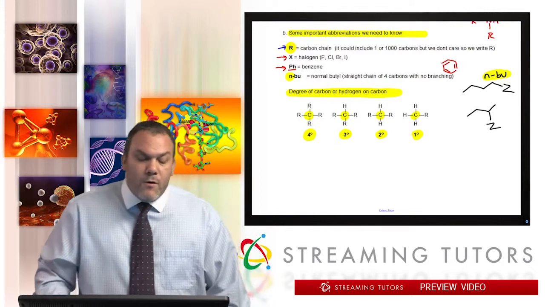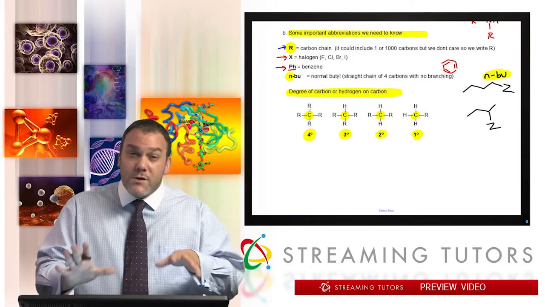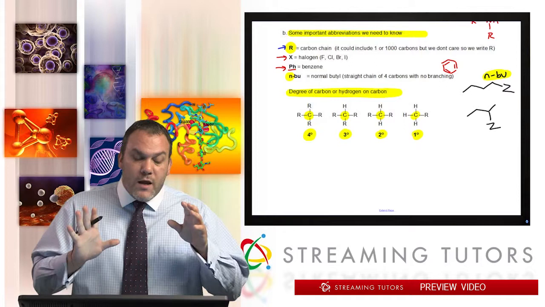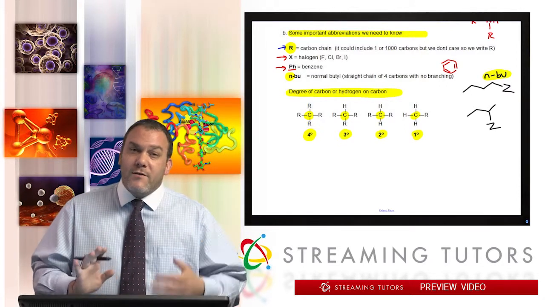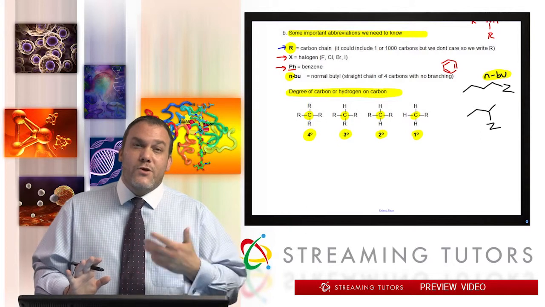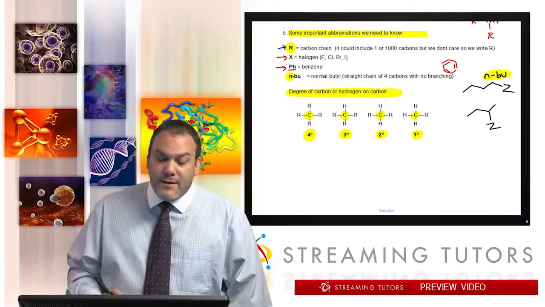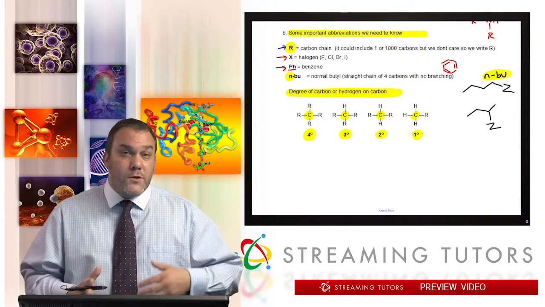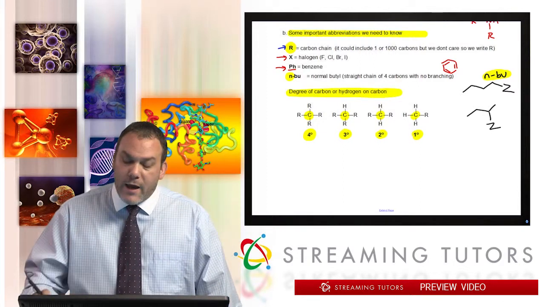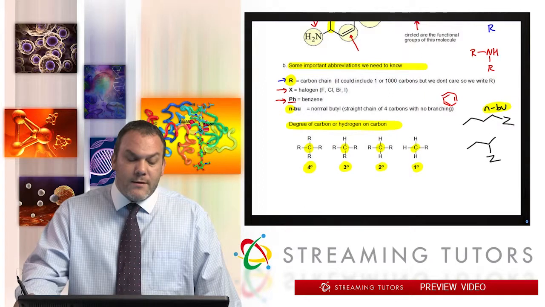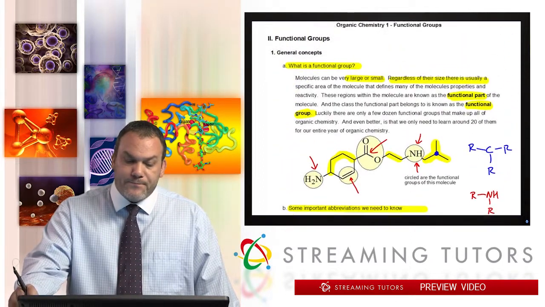Now, remember that the hydrogens also have the same degree. So if carbon is tertiary, then the hydrogen on it is also considered tertiary. So we could say that these are tertiary carbon or tertiary hydrogen, depending upon how we want to reference it. Okay, so this is a review. Again, I know I did that in the previous video.